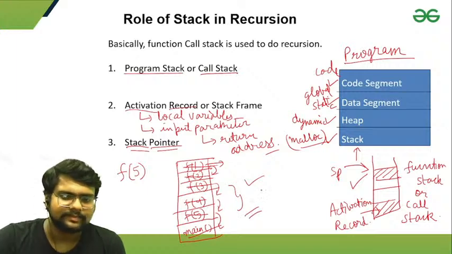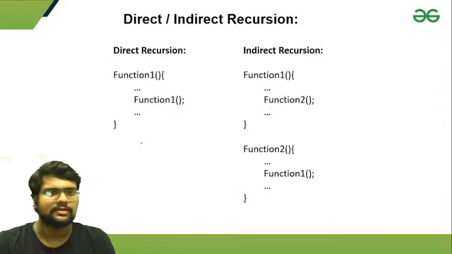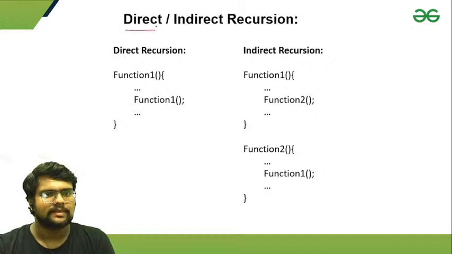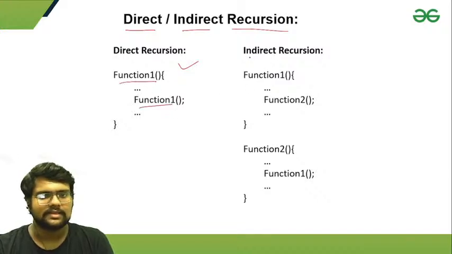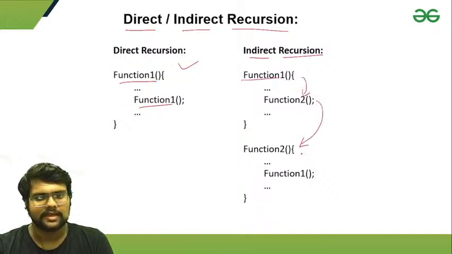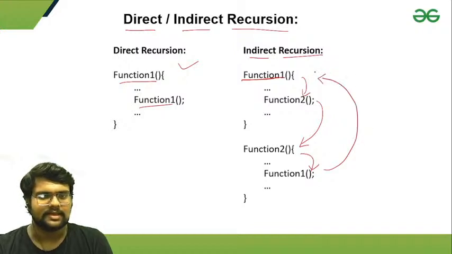Now let's move on. There are two types of recursion. One is direct recursion, in which the function is calling itself, and the other one is indirect recursion, in which a function is calling another function, and this function is again calling the function which was previously called. In this way the recursion is happening.